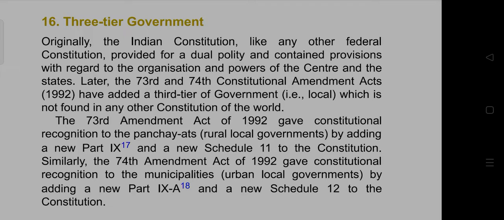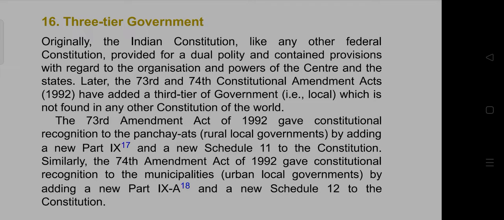16. Three-tier government. Originally, the Indian Constitution, like any other federal constitution, provided for a dual polity and contained provisions with regard to the organization and the powers of the Centre and the states. Later, the 73rd and 74th Constitutional Amendment Acts of 1992 added the third tier of government, that is, local, which is not found in any other constitution of the world.